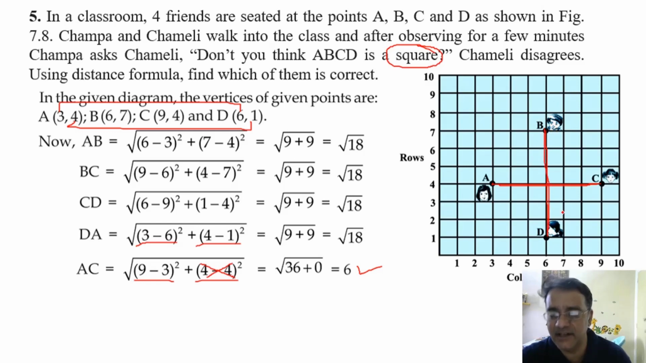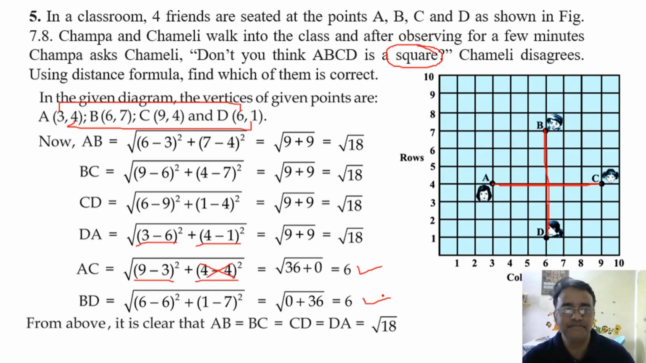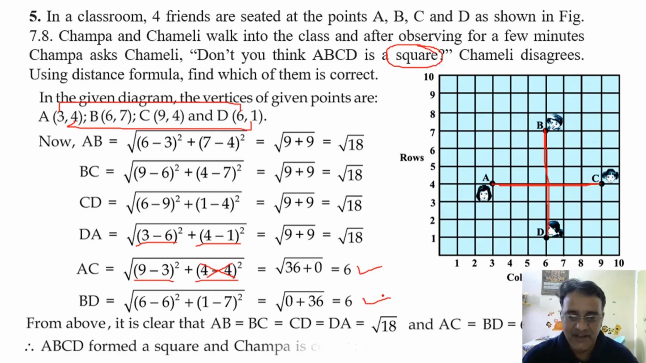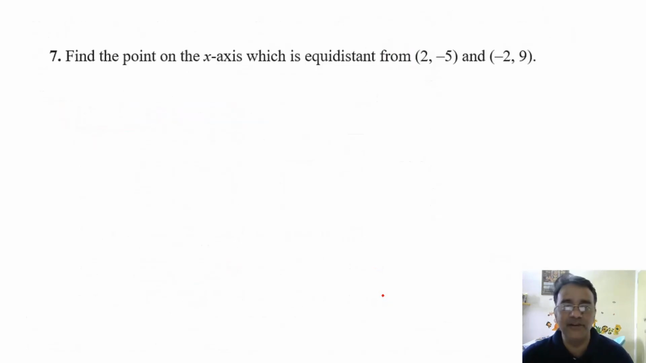ग्राफ में भी काउंट करके लिख सकते हो. Okay, so BD is also we are getting 6. That means diagonals are also equal. So we confirm that ABCD is a square. So who is correct, Champa or Chameli? Champa. Right. So ABCD formed a square and Champa is correct about her thinking. So now we'll move towards one question, 7th question.